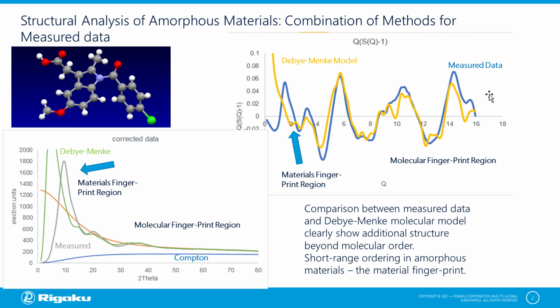At low angles, we see the same as we saw in the QS of Q minus 1. The measured data is nothing like the simulated Debye-Menke data. And again, it's because our molecular model doesn't have anything in it at all that teaches us about molecular packing. This is all in the measured data itself.